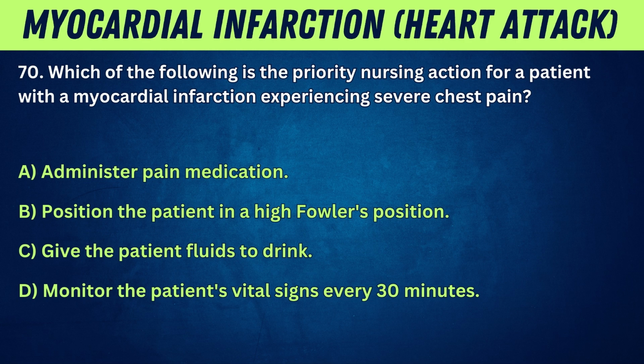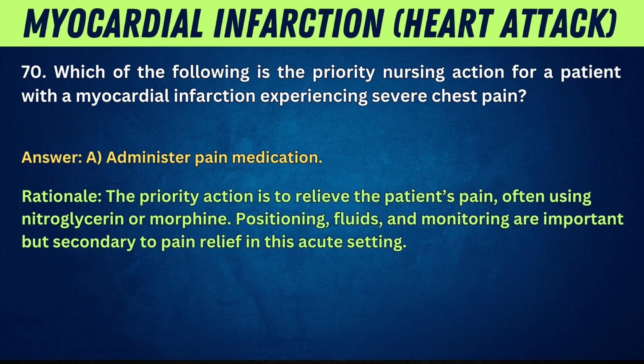70. Which of the following is the priority nursing action for a patient with a myocardial infarction experiencing severe chest pain? A. Administer pain medication. B. Position the patient in a high Fowler's position. C. Give the patient fluids to drink. D. Monitor the patient's vital signs every 30 minutes. Answer: A. Administer pain medication. Rationale: the priority action is to relieve the patient's pain, often using nitroglycerin or morphine. Positioning, fluids, and monitoring are important but secondary to pain relief in this acute setting.